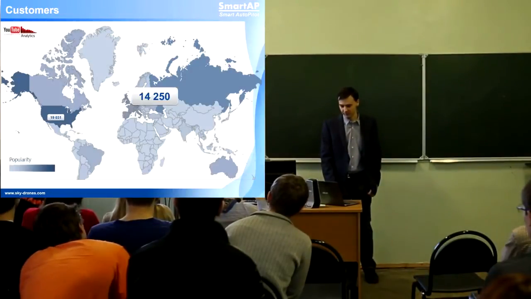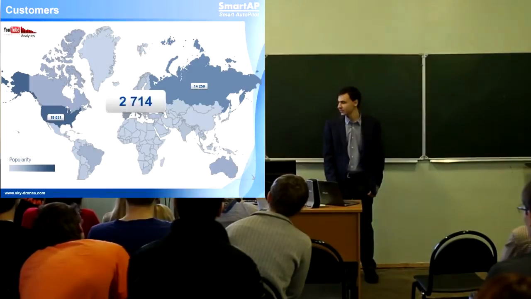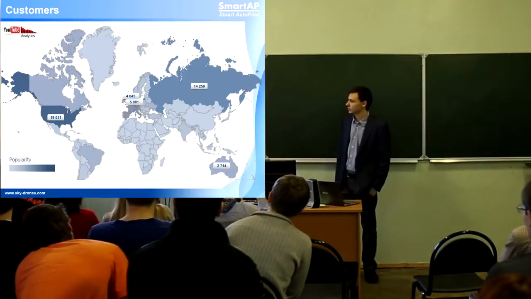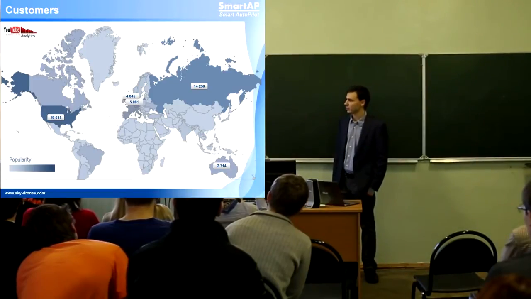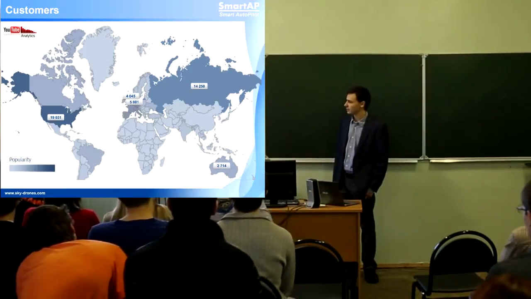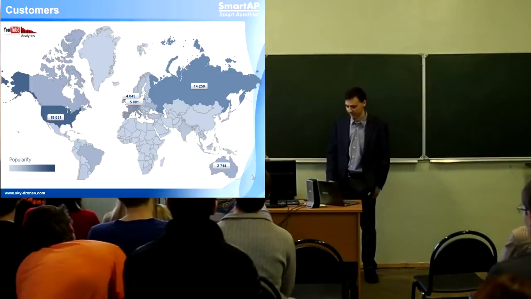So, what about our customers and clients? The statistics allow us to generate the number of views from different countries, and these numbers represent the number of visits from the beginning of this year. We see that the main interest is coming from the United States, almost 20,000 views since the beginning of the year. The second place is Russia, then Germany, Great Britain, and Australia.